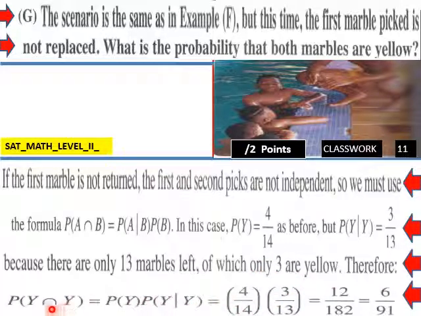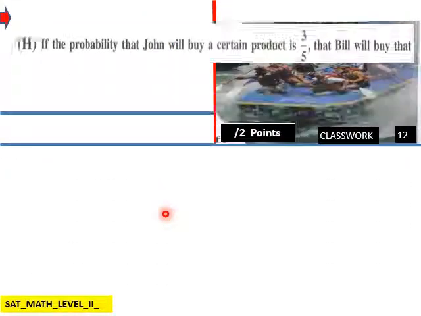Therefore, the probability of yellow joined with yellow equals the probability of yellow times the probability of yellow given yellow, which is 4 over 14 multiplied by 3 over 13. That would come to 12 over 182, which simplifies to 6 over 91. That would be the different kinds of probabilities there.